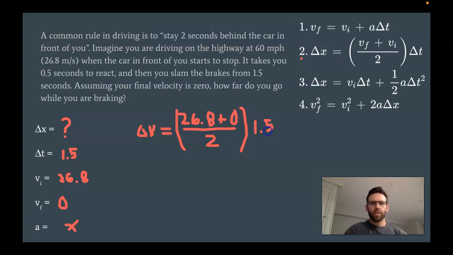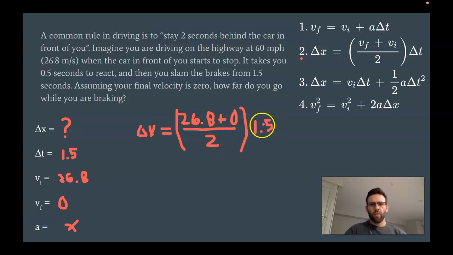All right, so this would be our mathematical setup. If I'm using this equation, it's final plus initial divided by 2, and then times time, or our change in time. So I would end up with 26.8 divided by 2, that's 13.4.